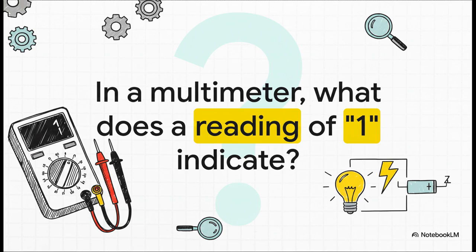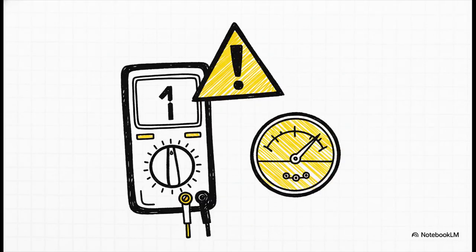Okay, this is a practical one about using a common piece of lab gear. If you hook up your multimeter and all it shows is a 1 way over on the left side of the screen, what on earth is it trying to tell you? Yeah, this isn't a measurement of 1. It's basically the multimeter's way of screaming for help. It means that the thing you're trying to measure is just too big for the setting you've chosen on the dial. It's telling you that the measurement is out of range or you've created an overload.